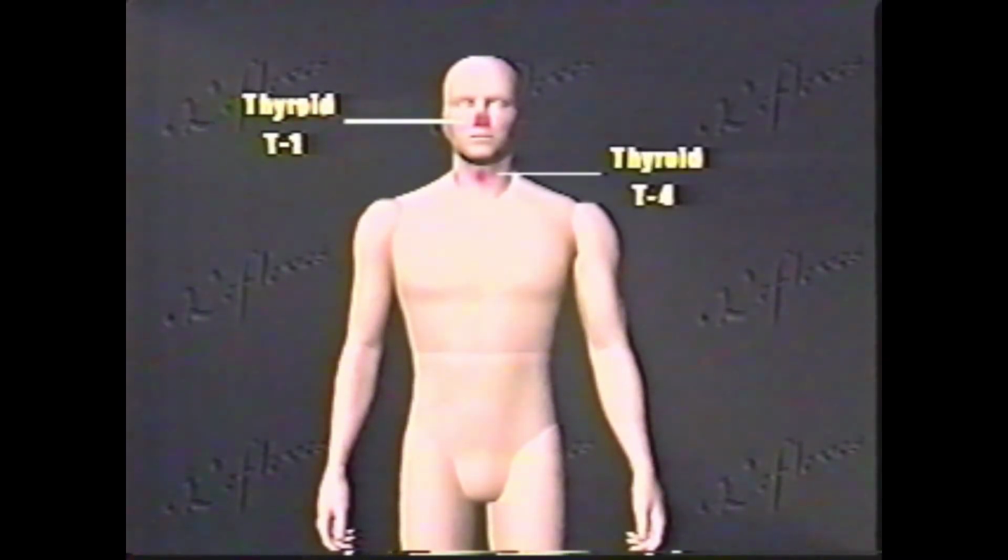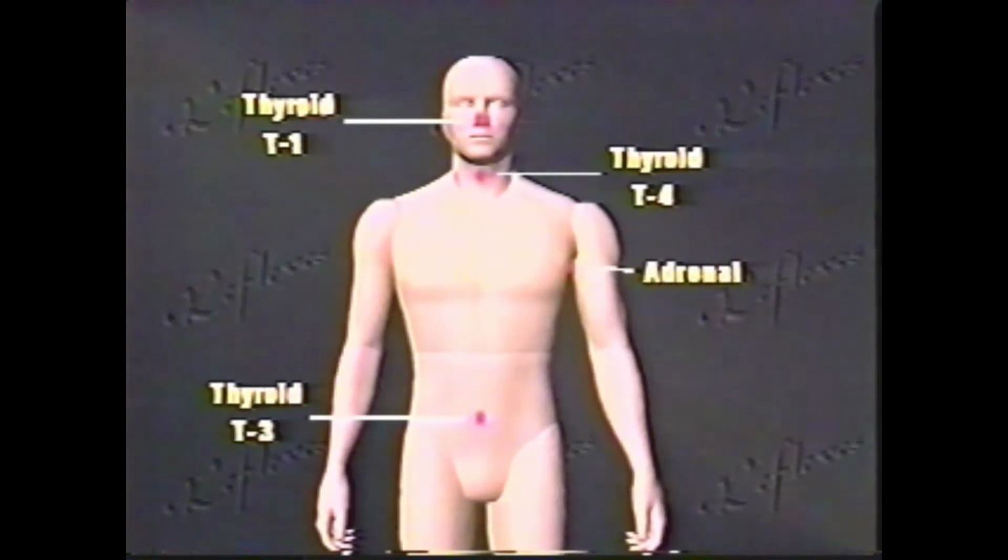The thyroid T1 reflex indicates the electrical charge of the brain and is located on the tip of the nose. The thyroid T4 reflex is in the mid-throat area over the thyroid gland. T4 relates to the rhythm of the heart. The thyroid T3 kidney reflex is found over the umbilicus and relates to kidney function. The adrenal reflex can be located in the left armpit.